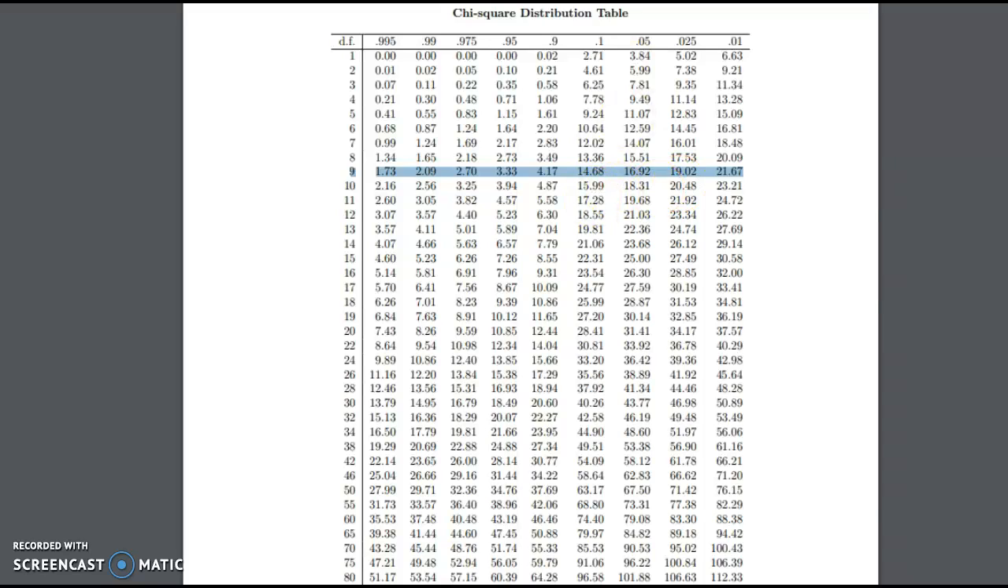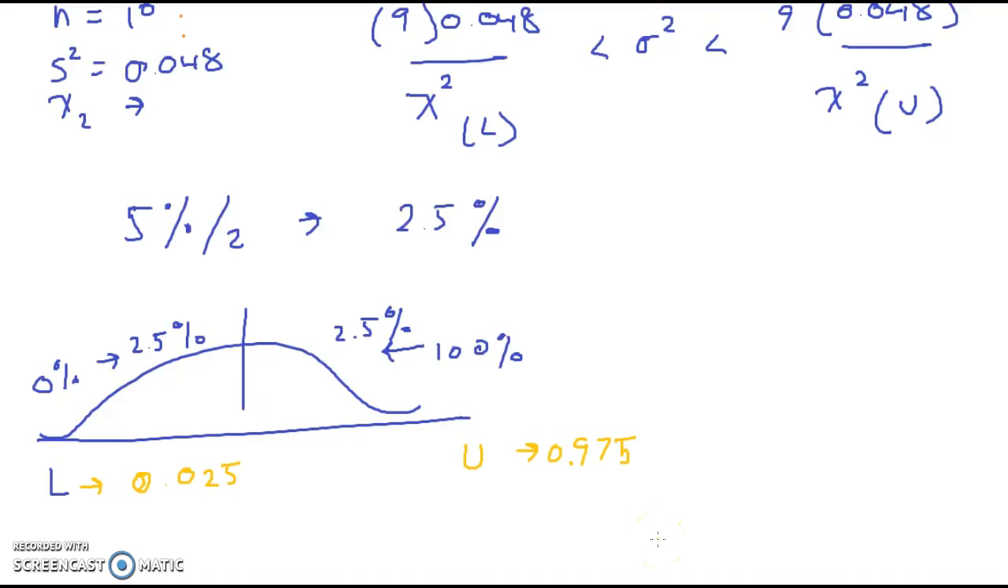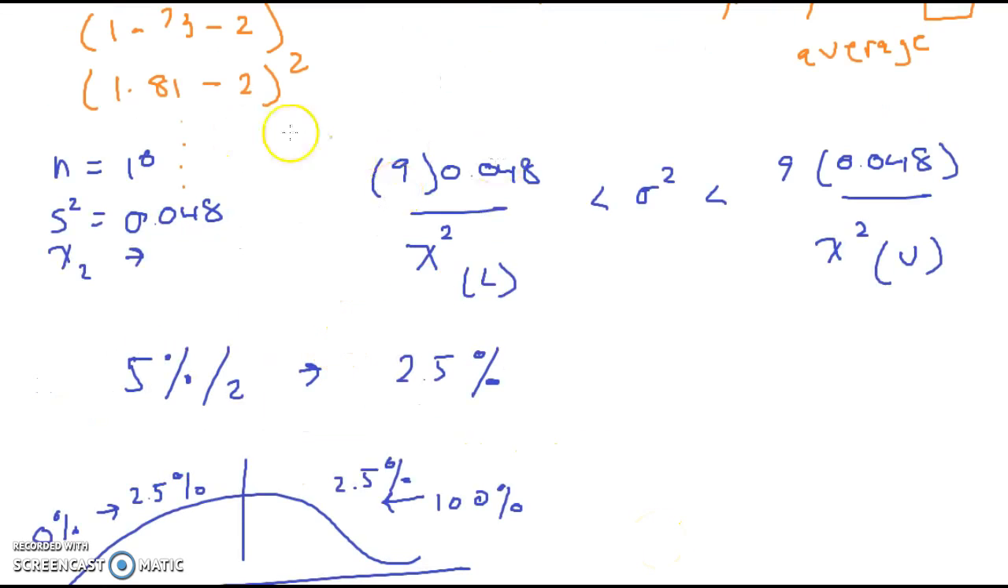Okay? So then let's just plug those in. Let's go back to our equation over here. We have 9 times that. Okay, just ignore that for a second. The upper limit was 2.7, so all that divided by 2.7. And the lower limit was 19.02. Okay, and then there you go.